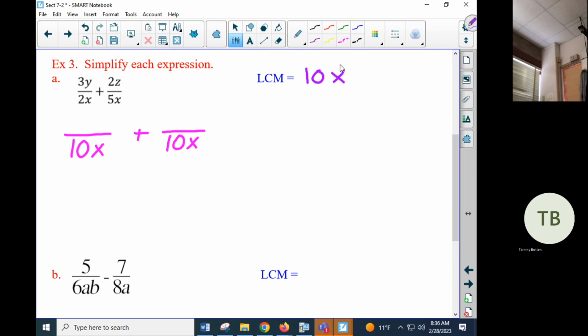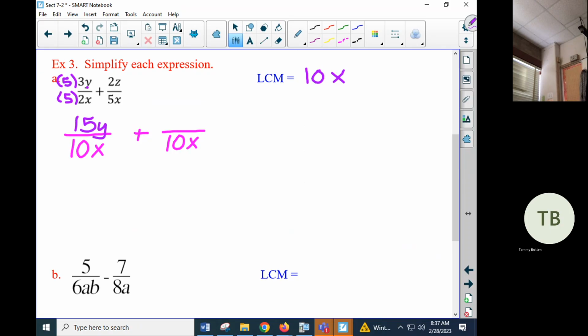Okay, so I have to think, what would I multiply 2x by to get 10x? 5, right? So I'd have to multiply the bottom by 5 as well as the top by 5. So now on the bottom here, I do get 10x. And on the top, I'd get 5 times 3y, which is 15y.